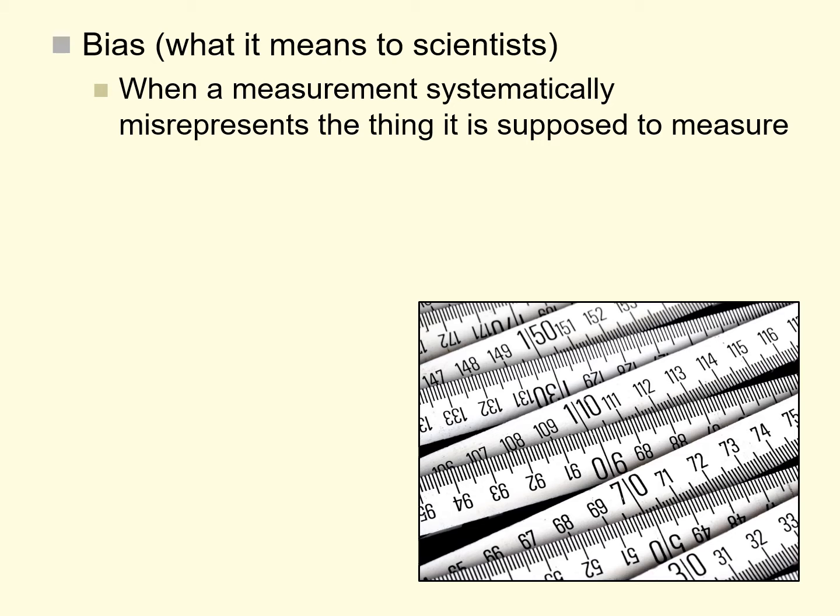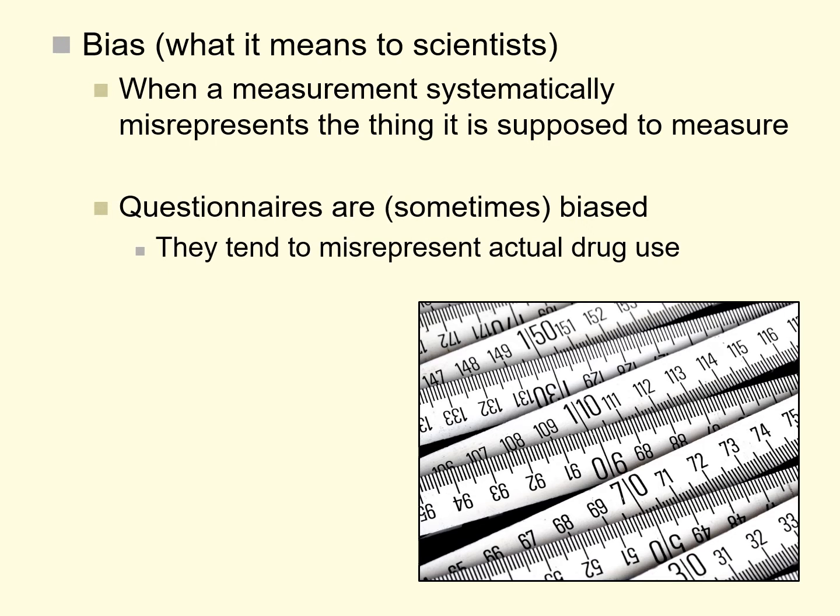Now, in the case of our questionnaire-based research, what we mean by bias is that when questionnaires are used, they're sometimes biased in that they tend to misrepresent actual drug use. So the types of responses we get from the individual people who answer our questionnaires and the ways in which we aggregate data from those individual responses into a large data set can be biased.